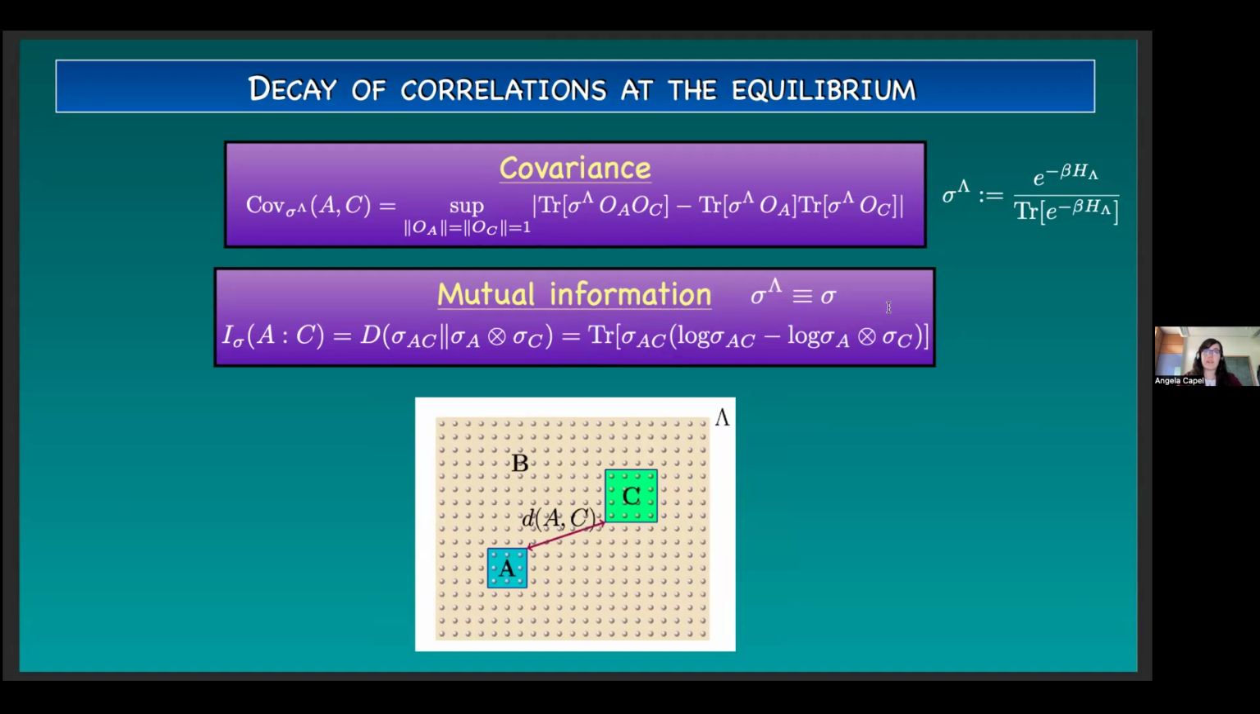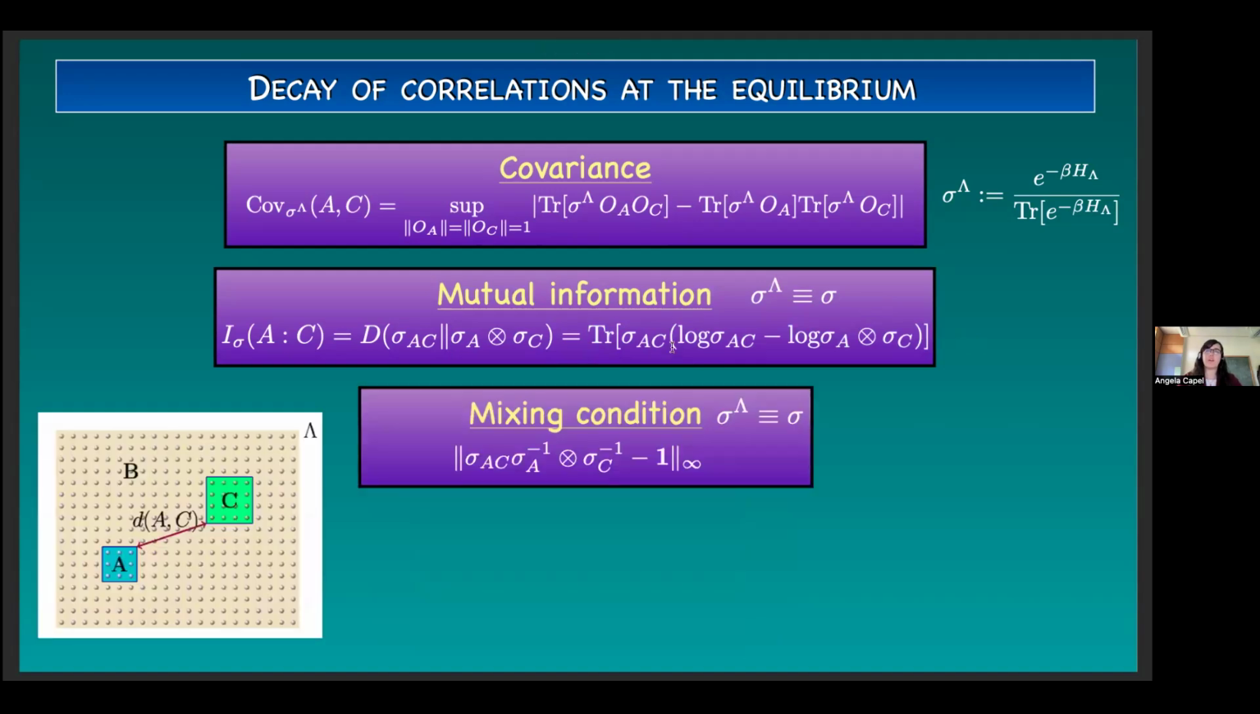A third quantity that we study here is something that we call the mixing condition. The reason for calling it like this is essentially because it's the quantum analog of the classical mixing condition considered by many authors in the classical literature. It's essentially given by the difference that I'm writing here. You consider the Gibbs state, the marginal in AC, and now you multiply by the tensor product of the inverses in A and C, and you take the difference between this quantity and the identity, and take the infinity norm of that.